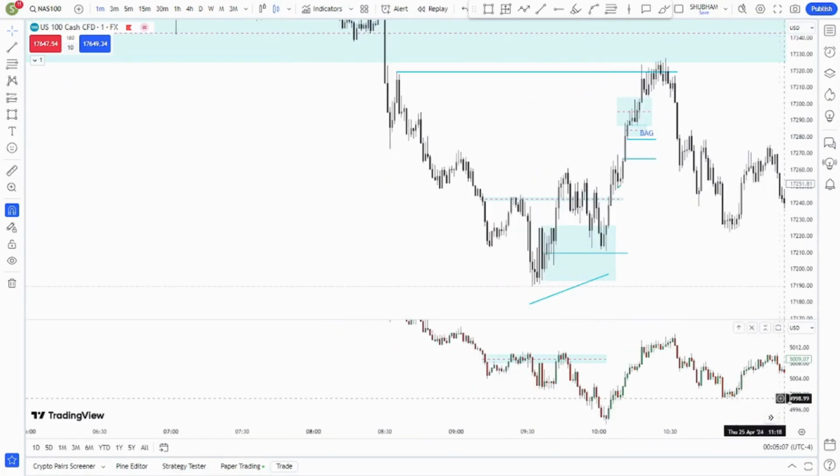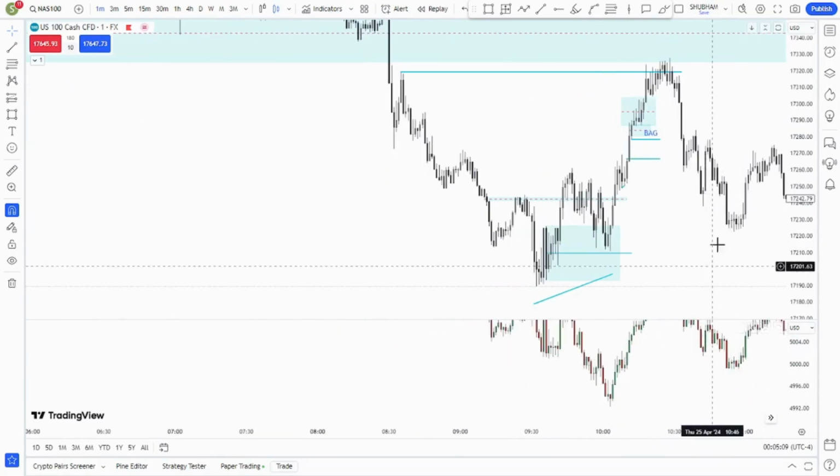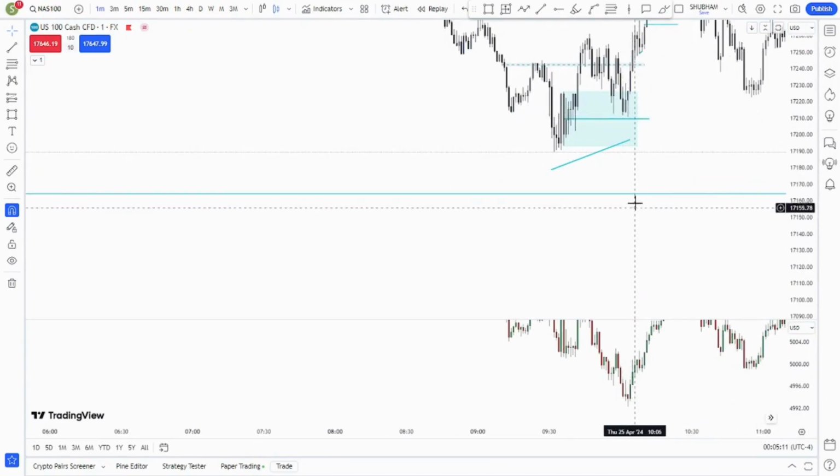So this is it guys. Thank you so much for your time. And the major idea was this higher time frame SMT of the daily lows. This framed my whole idea that yes, price is bullish.